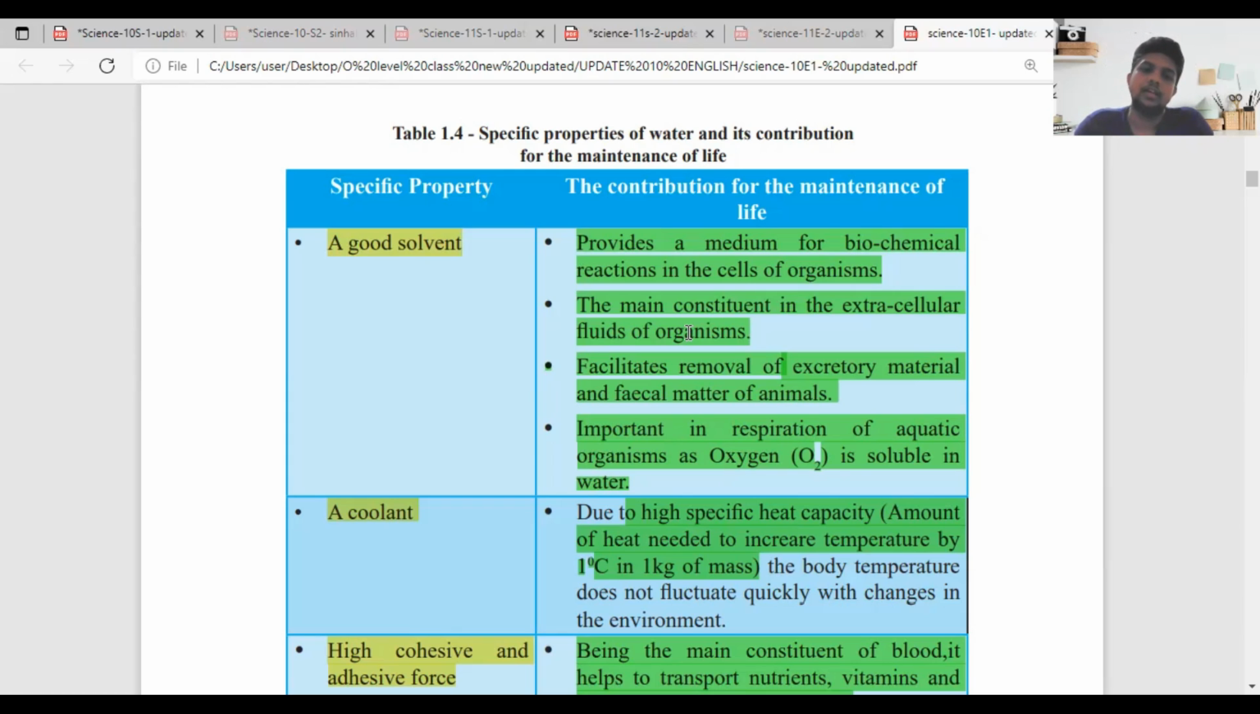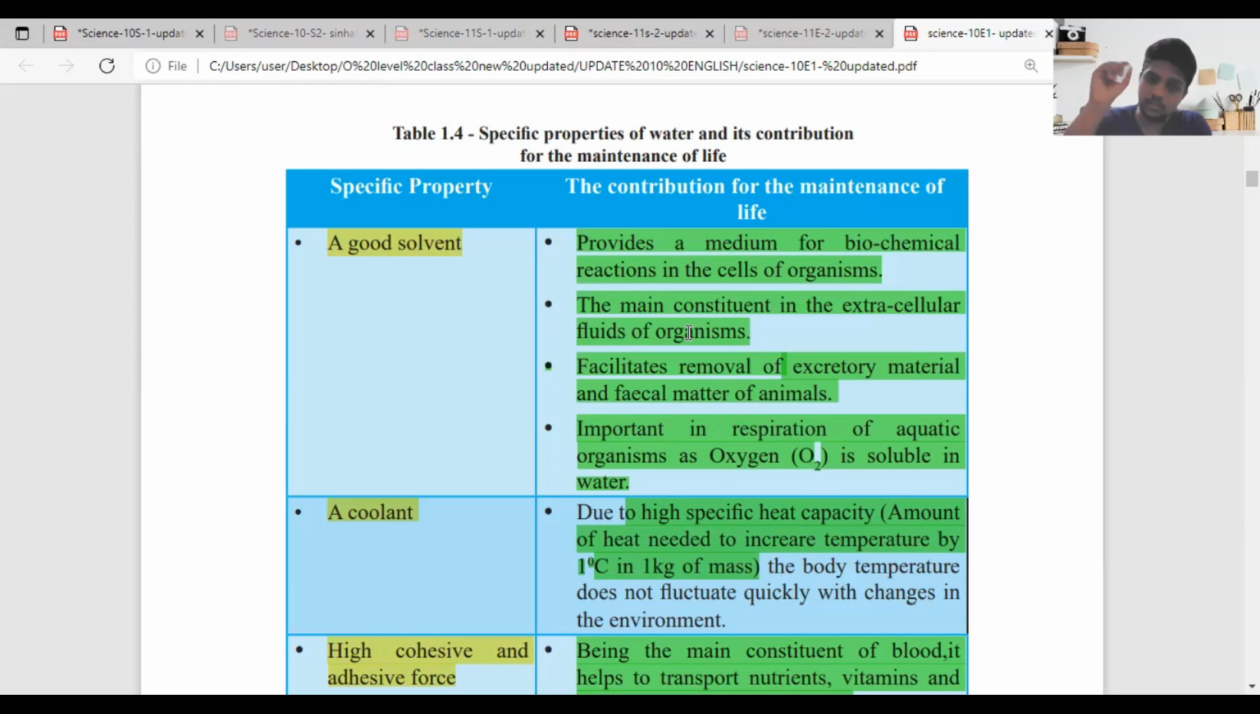Basically, what you want to understand and clarify is that it provides a medium for biochemical reactions. You already know that. Without water, these reactions do not take place. That is the basis of it. Water is the most important contributor for all of these biochemical reactions. It can be a biological reaction. To complete all these, we need the watery medium.